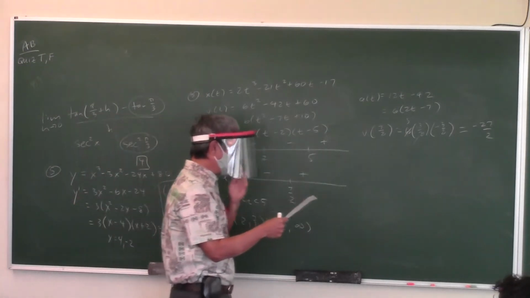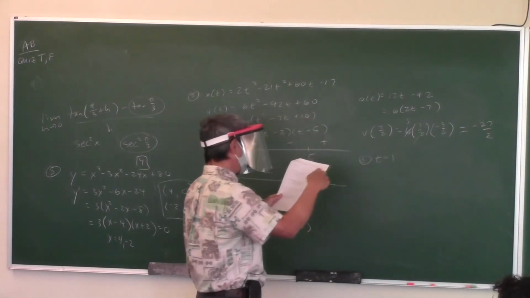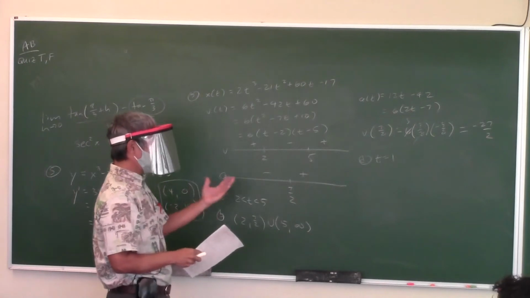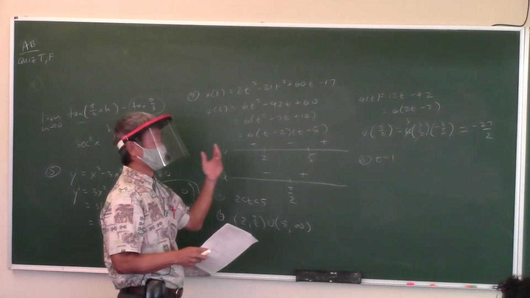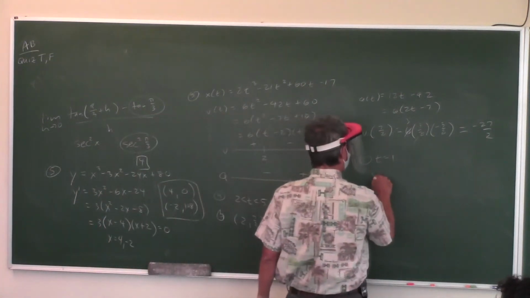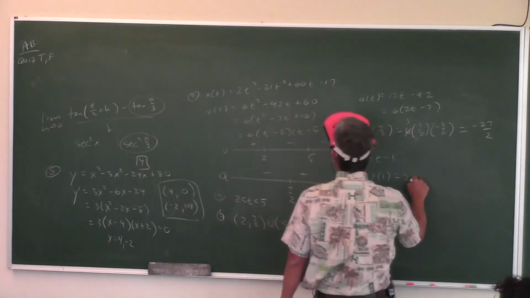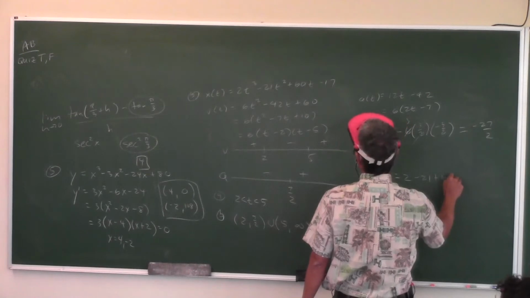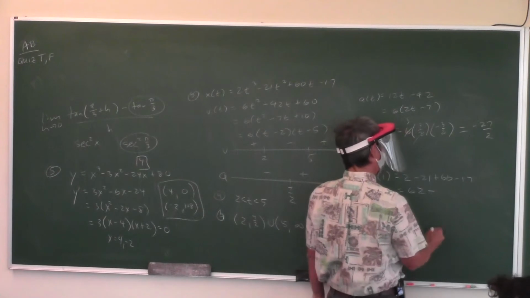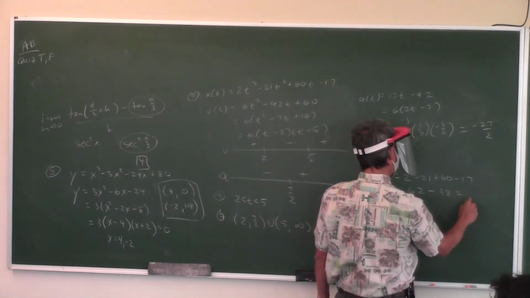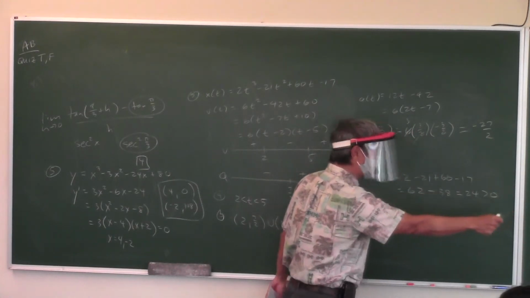And then part D, at t = 1, is the particle moving away or toward the origin? Explain. So just like the one in the homework, what do we need? We need to know the position and the velocity. So first you figure out the position. If I plug in 1 into the position, what is that going to be? 2 minus 21 plus 60 minus 17. That's 62 minus 38, which is 24, which is positive. So that means the particle is to the right of the origin.